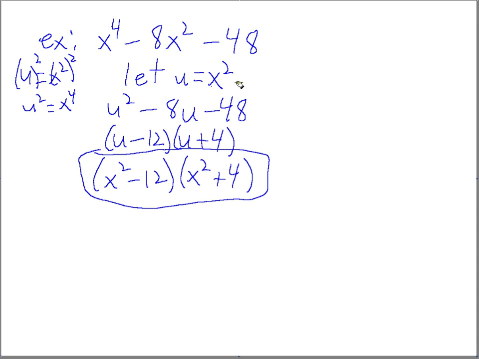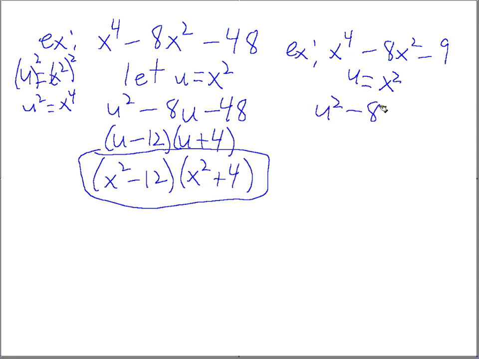All right, so let's go ahead and try another one. Let's take a look at x to the fourth minus 8x squared minus 9. Again, let's observe that the first power is twice the second power. So let u be the lower power term. We're going to let u be x squared again. So x to the fourth is going to be what in terms of u? Well, u squared again, just like here, minus 8u, since 8x squared is 8u again, minus 9.